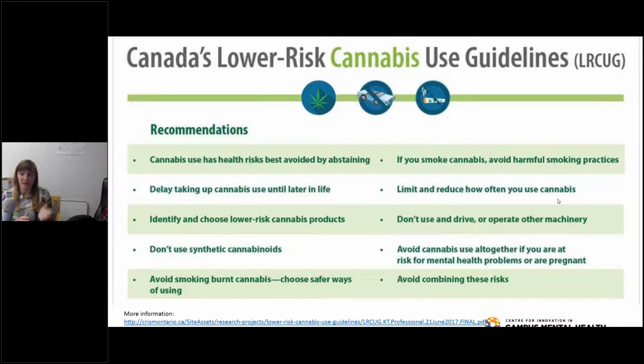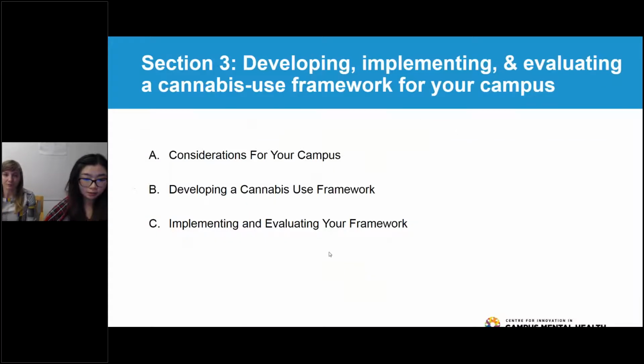I know that this is something that Perlin's going to speak to a little bit further, so I'll hand it over to Perlin, and she can discuss section 3. All right, thanks, Jane. I'm just going to shift this over so that people can see me talk.